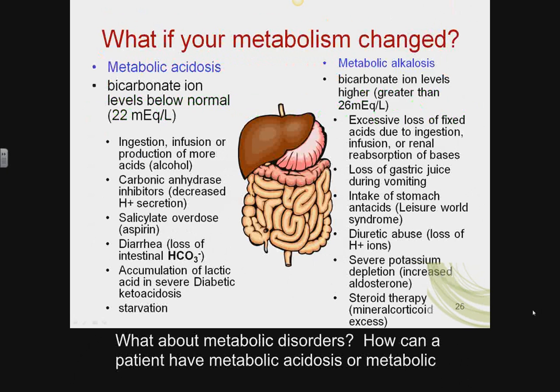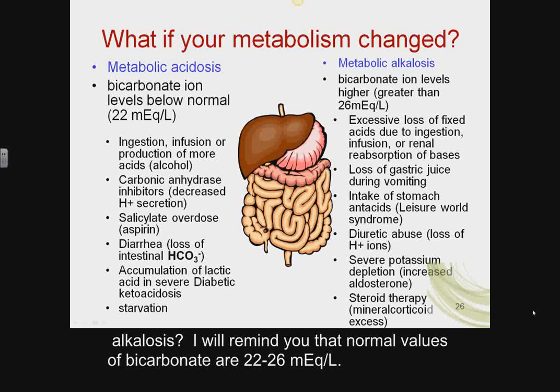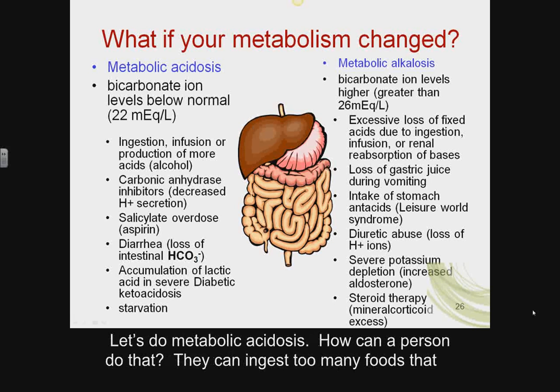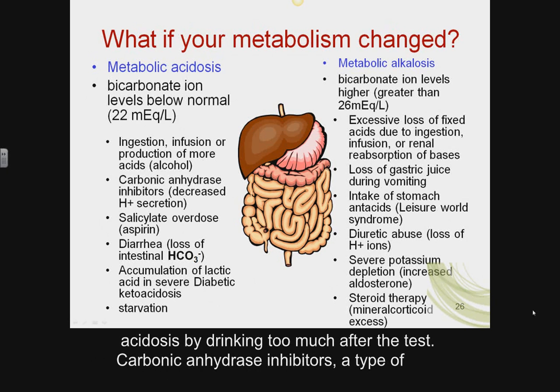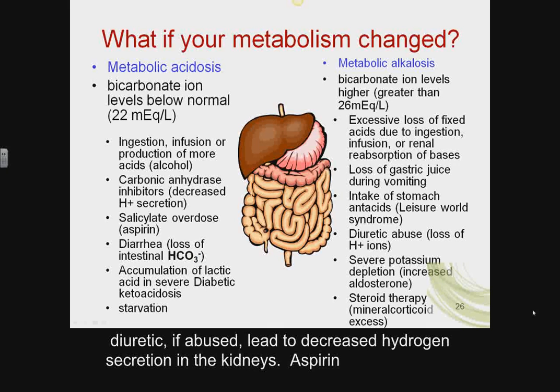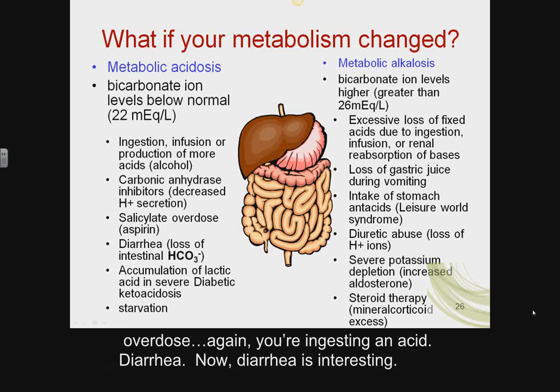What about metabolic disorders? How can a patient have metabolic acidosis or metabolic alkalosis? I will remind you that normal values of bicarbonate are 22 to 26 milliequivalents per liter. Let's do metabolic acidosis. How can a person have that? They can ingest too many foods that are acidic. I always tease my physiology students after every exam not to go into, quote, metabolic acidosis by drinking too much after the test. Carbonic anhydrase inhibitors. This is one type of a diuretic. If abused, they can lead to decreased hydrogen secretion in the kidneys. Aspirin overdose.